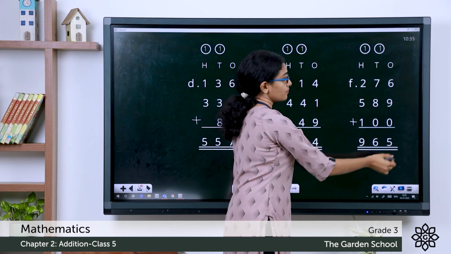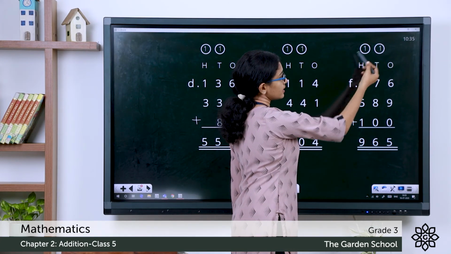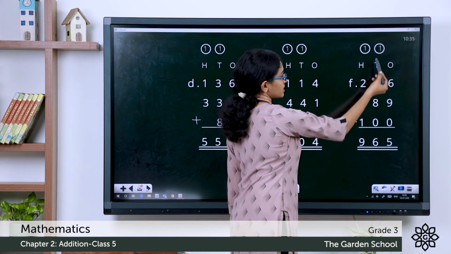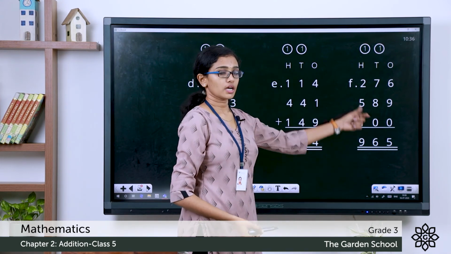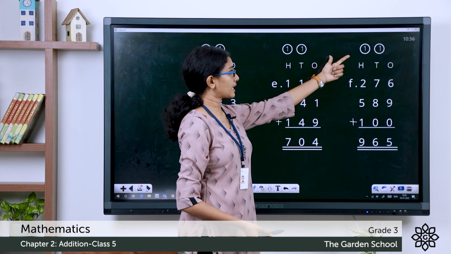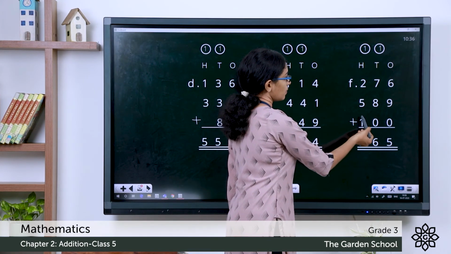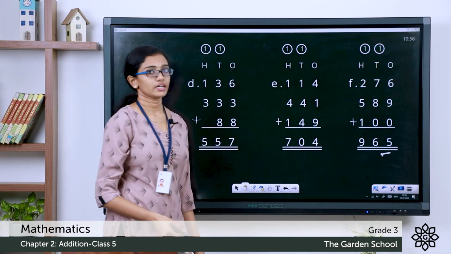The last one, it is 0 ones plus 9 ones is 9 ones itself plus 6 ones, it is 15 ones and 1 ten goes to the tens place. So 8 plus 7, 15 plus 1, 16 tens and that 6 tens we write here and from 16 tens we carry over the 100 to the hundreds place. So that will make this one 1 plus 5, 6 plus 2, 8 plus 1, 9. So the answer here is 965.